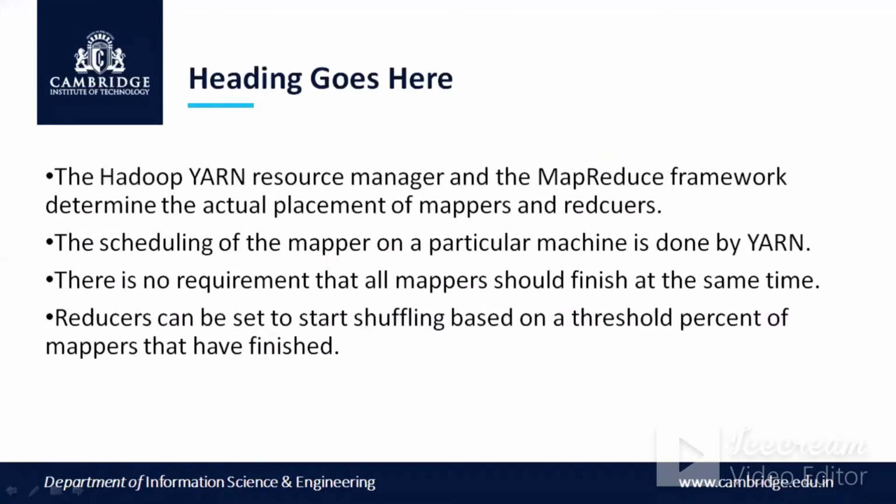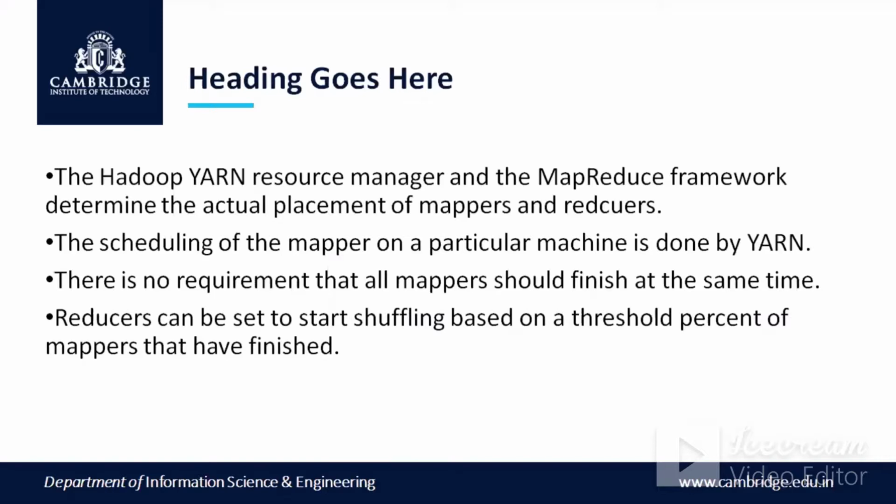Hadoop YARN Resource Manager and the MapReduce framework determine the actual placement of mappers and reducers. So scheduling of a mapper is done by YARN, that is, Yet Another Resource Negotiator. There is no requirement that all mappers should finish at the same time. Reducers can be set to start shuffling based on the threshold percentage of mappers that have finished.